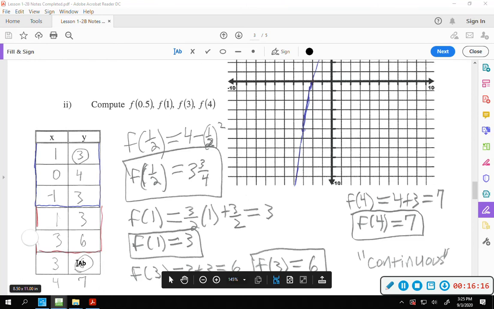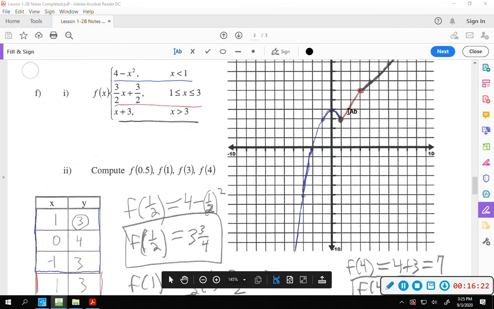I just circled it to show that it's not defined by this black piece. It's defined by the red piece. But the black piece of this piecewise function starts right here, and it has a slope of up 1 over 1, up 1 over 1, up 1 over 1. Okay?